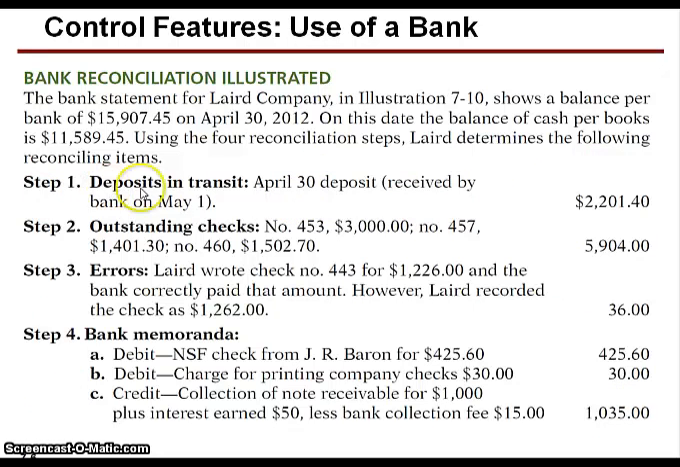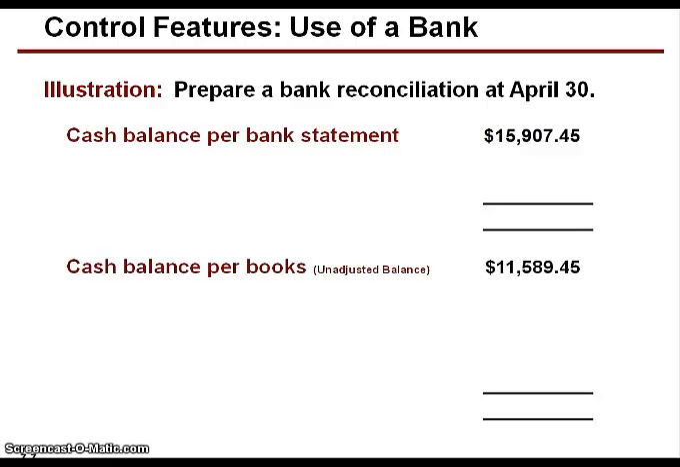One of the things we've discovered is there's a deposit in transit. There are some outstanding checks. There is an error, and the bank has charged us or collected on our account, and we need to record those. Okay, so let's use this information to do that.